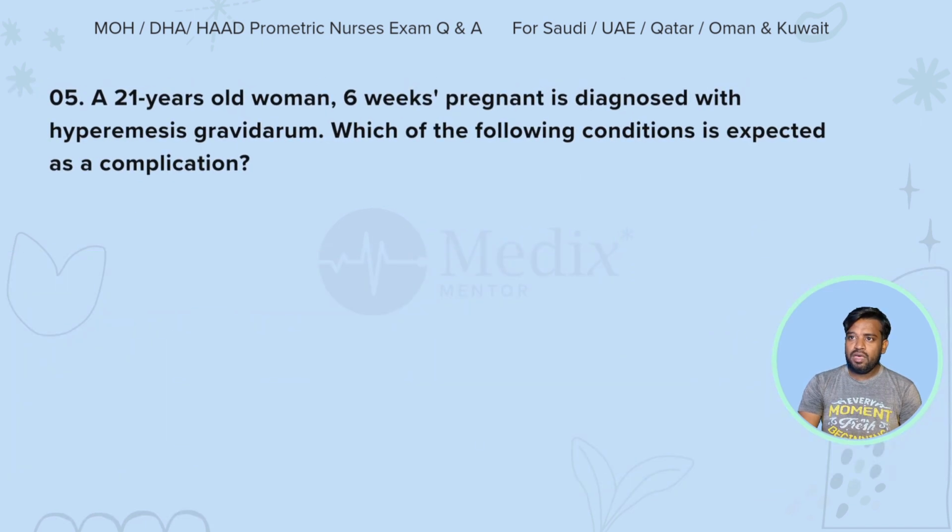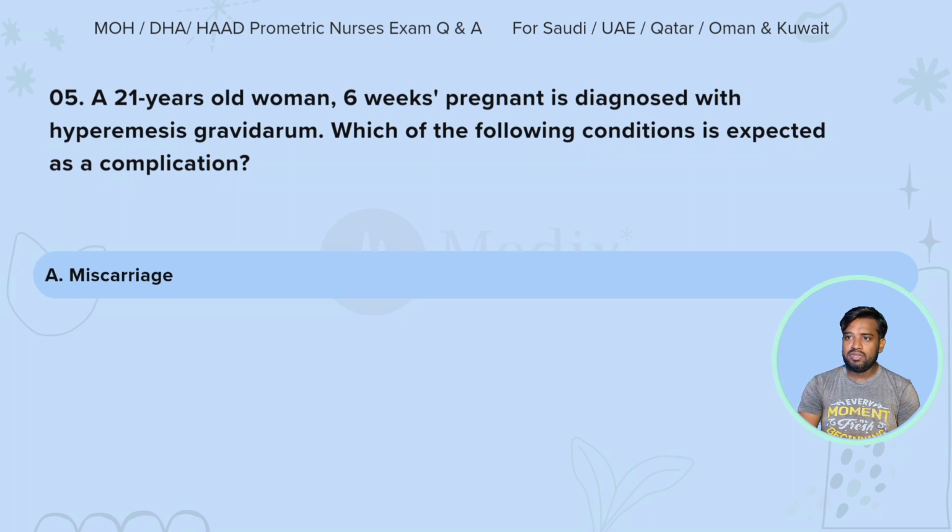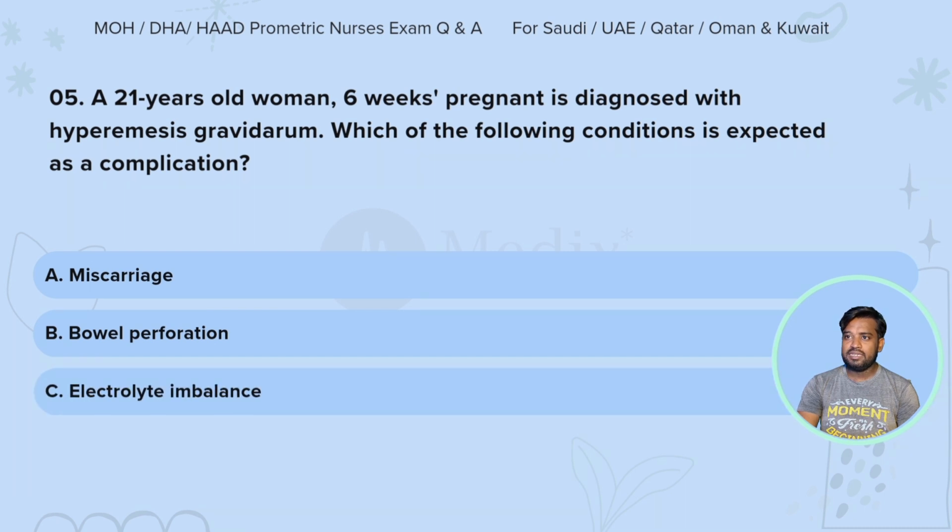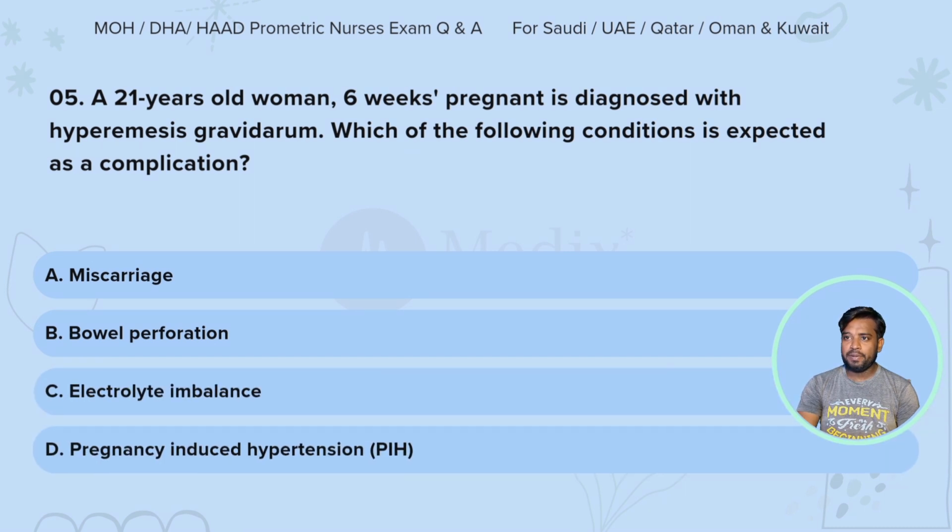Question number 5. A 21-year-old woman, 6 weeks pregnant, is diagnosed with hyperemesis gravidarum. Which of the following conditions is expected as a complication? A. Miscarriage. B. Bowel perforation. C. Electrolyte imbalance. D. Pregnancy-induced hypertension.